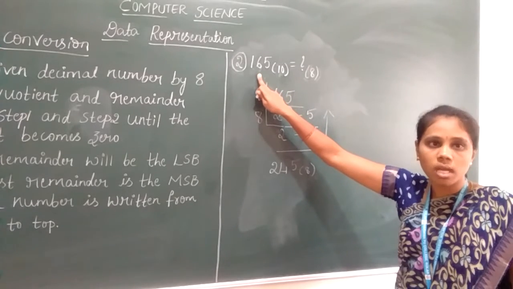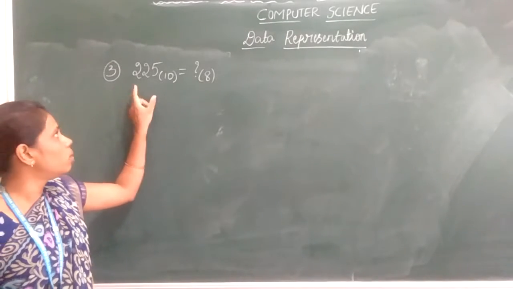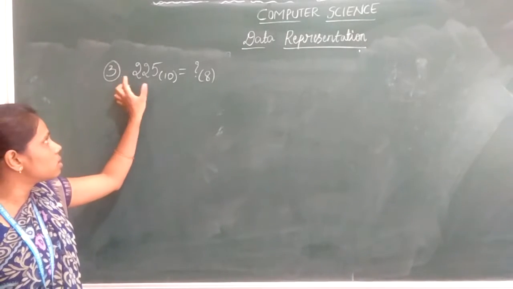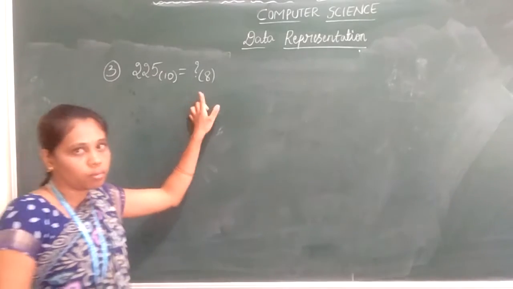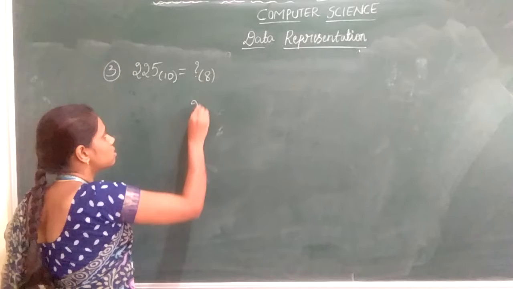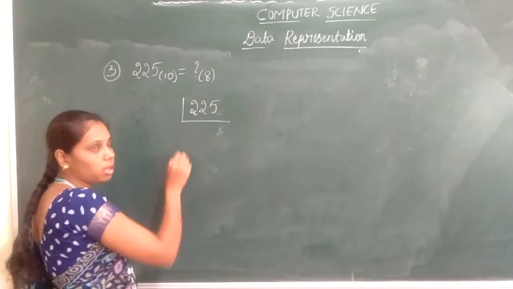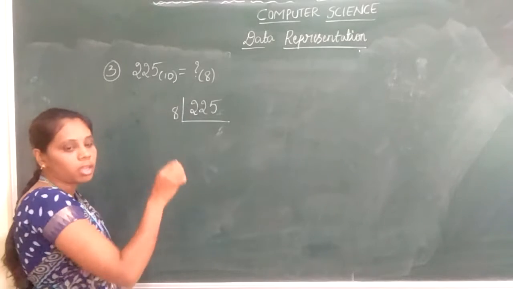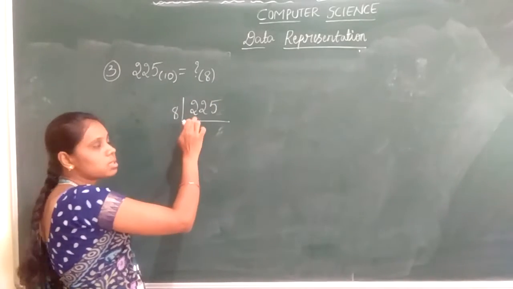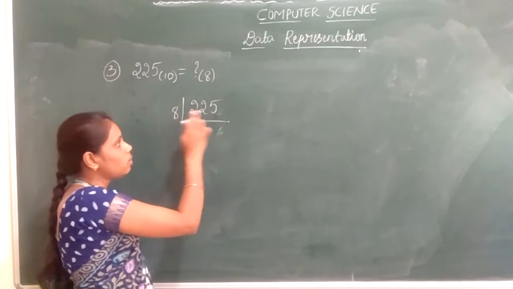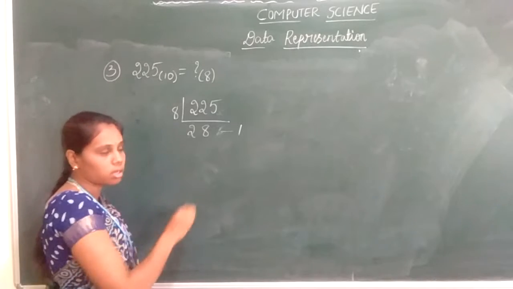We will see a few more examples. So this is another example problem, that is 225. This is the decimal number. This should be converted to an octal number. Now consider this decimal number. Divide this decimal number by 8. So 8 2s are 16. The left out is 6. Now it will become 65. 8 8s are 64. Now remaining is 1.